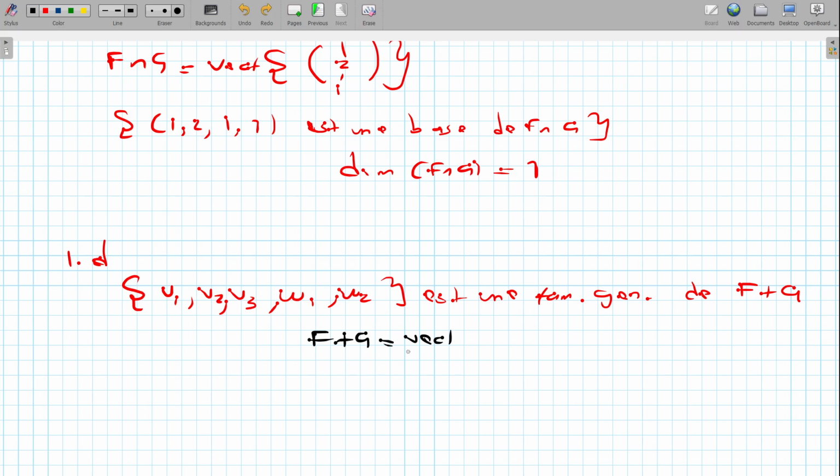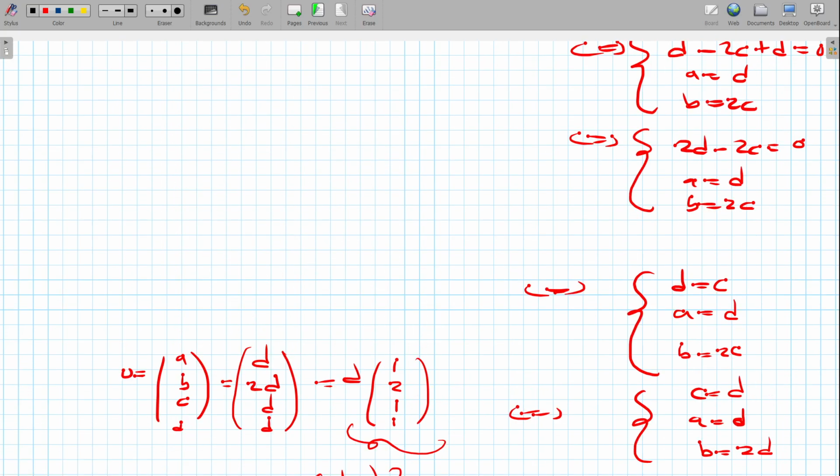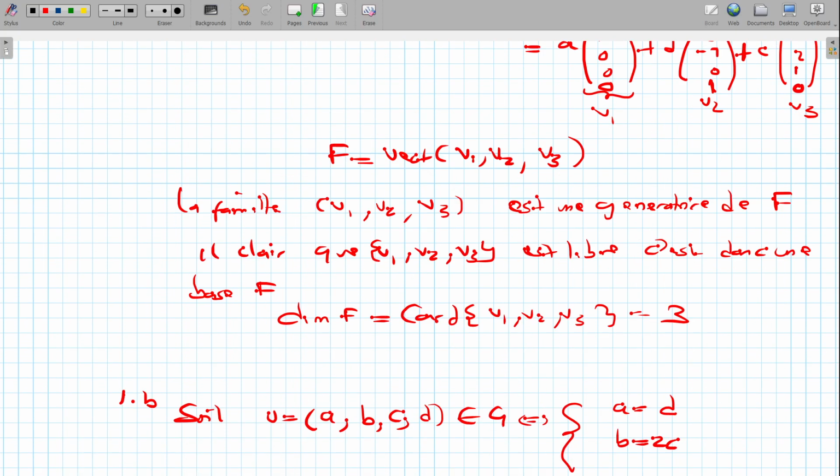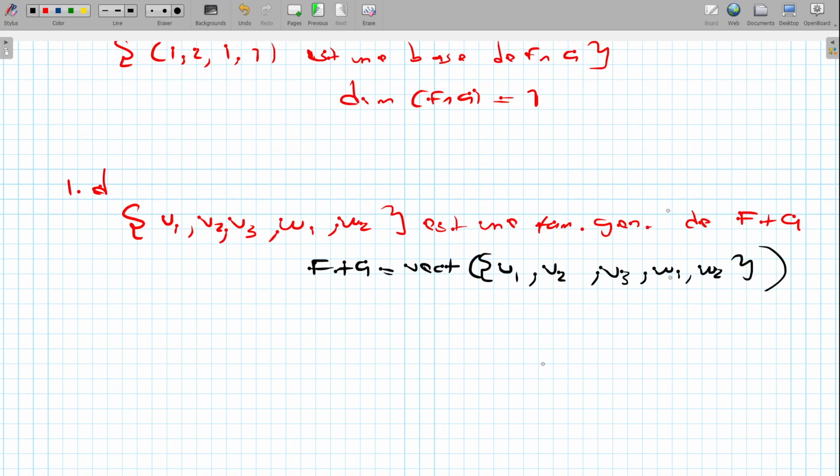In other words, here we are saying that F plus G is equal to Vect of this family of vectors V1, V2, V3, W1, W2, like so. Because for F we found 3 vectors in the basis, and for G we found 2 vectors. Now let's look at the goal. The goal is to show that F plus G is equal to R4.